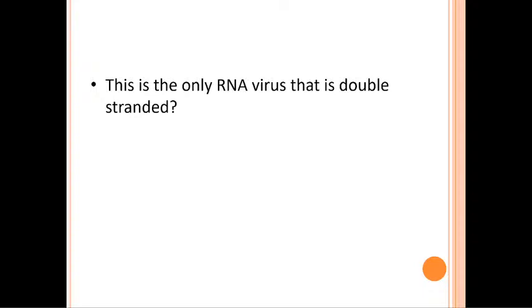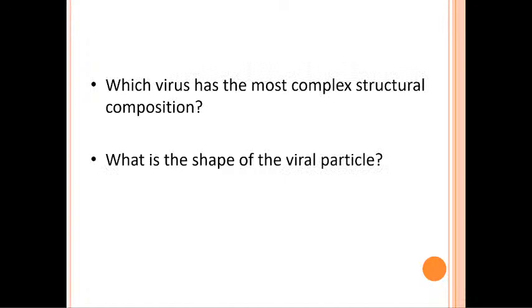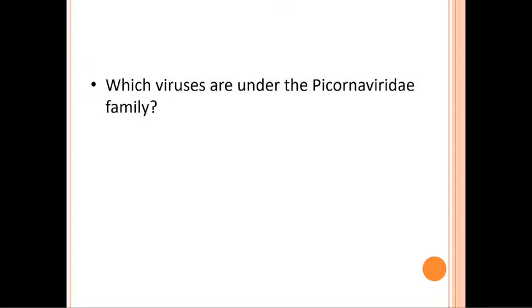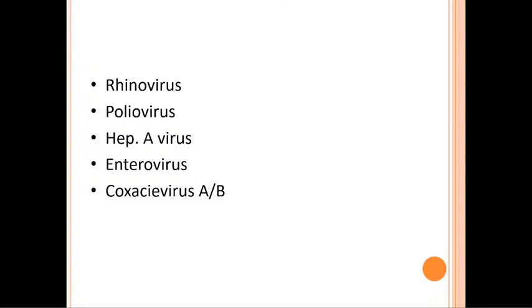Alright. Now, this is the only RNA virus that is double-stranded. Earlier I told you that parvovirus is the only one that is single-stranded. All of them are DNA. All DNA viruses are double-stranded. Now, in the case of RNA viruses, the only one that is double-stranded is reovirus. Okay, reovirus. Now, they are members of the family Picornaviridae, so you gotta remember these things: rhinovirus, poliovirus, hepavirus, enterovirus, and Coxsackie virus A and B.